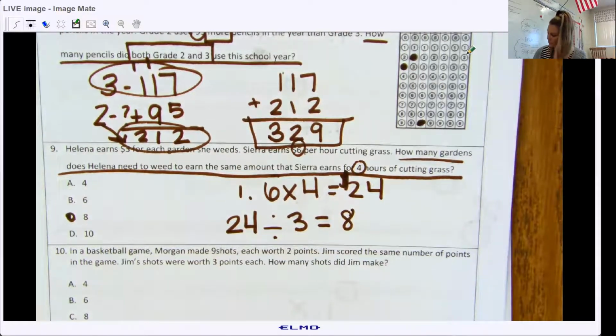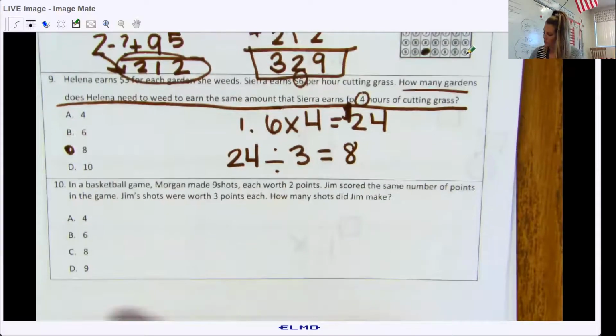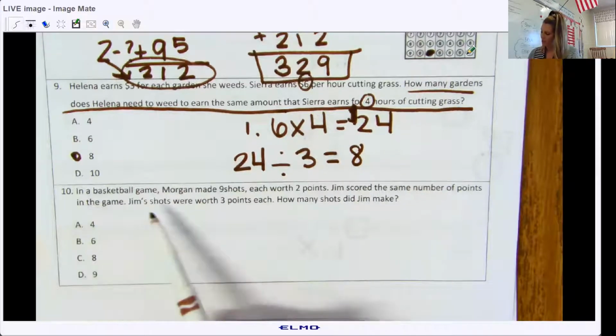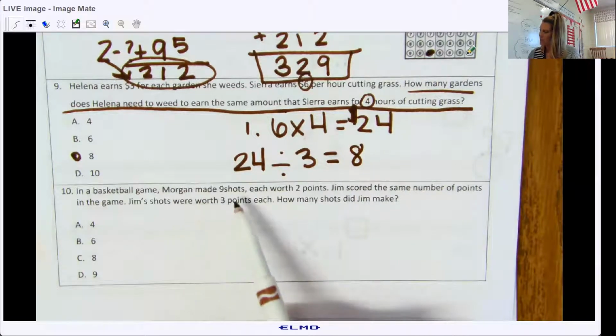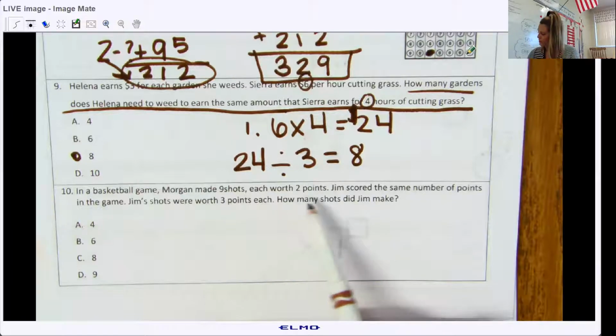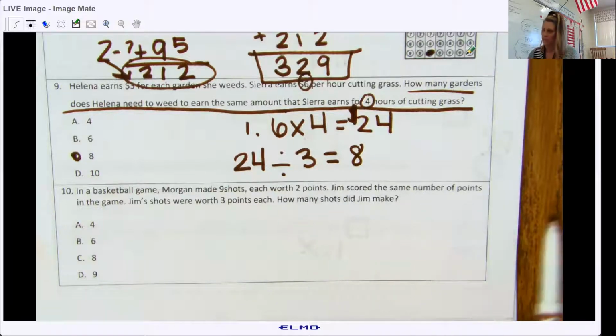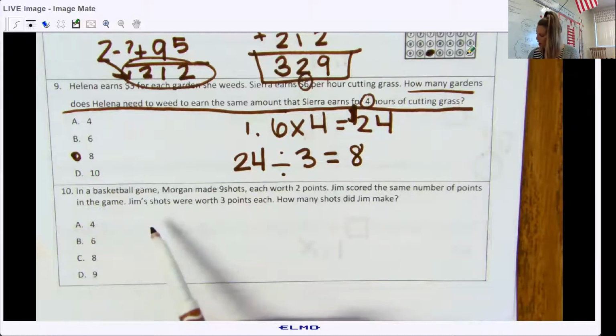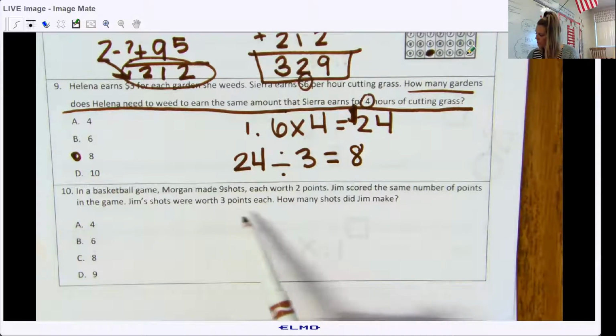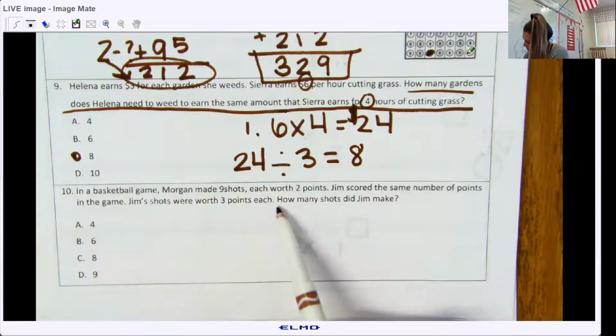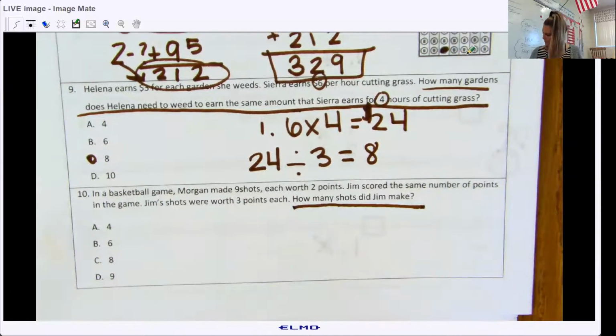Okay? And then our last one, in a basketball game, Morgan made 9 shots, each worth 2 points. Jim scored the same number of points in the game. Jim's shots were worth 3 points each. How many shots did Jim make? Go ahead and pause it. And when you're ready, push play.